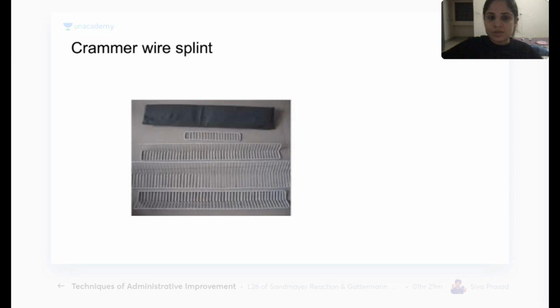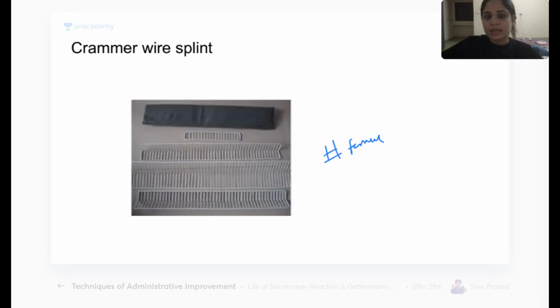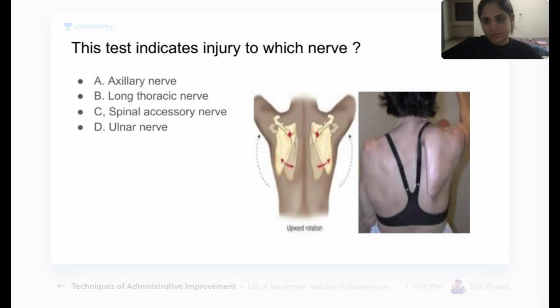Okay, and this is your Kramer-Weyer splint. This is also used in fracture of the femur. So all these are the different types of splints that are used. Your Thomas splint is the most commonly used one. That's why I put it as a question. Other than that, you can just remember these splints.